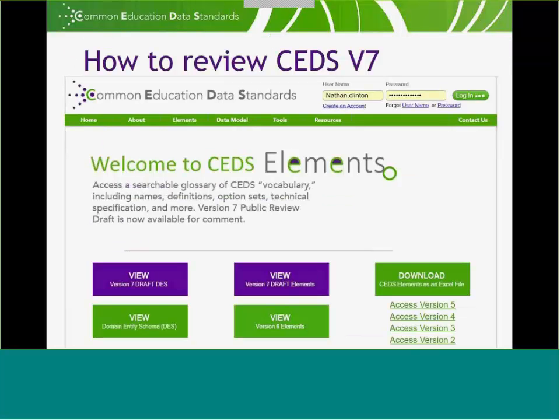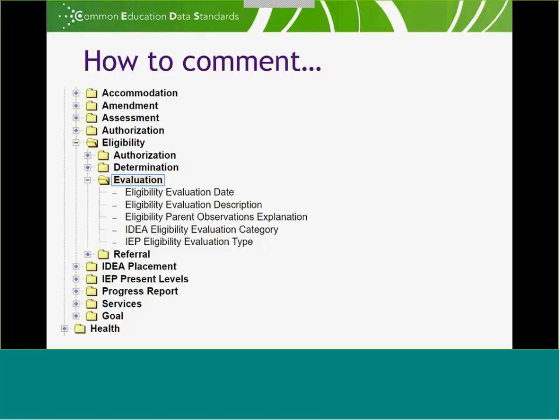You can also review the new domain entity schema to see the changes to the structure of CEDS in version 7. Again, this button is available from the Elements page. And then from here, you click on View version 7 Draft DES. You'll see all the new elements, updates to element names, and context changes in this view of the DES. Unfortunately, we were not able to add any of the new and updated labels as part of this view, but that is something we're hoping to add in version 8, which will be released next year.